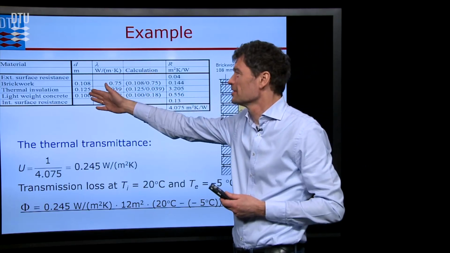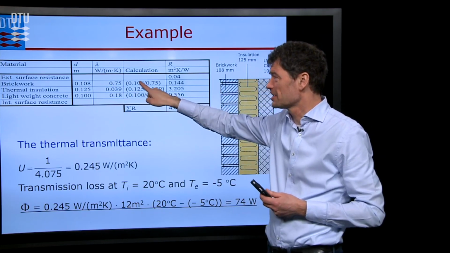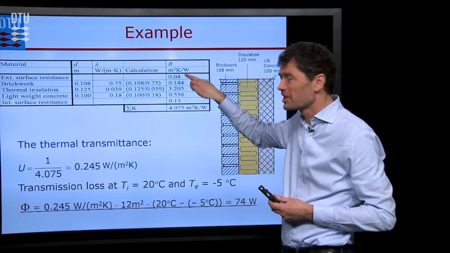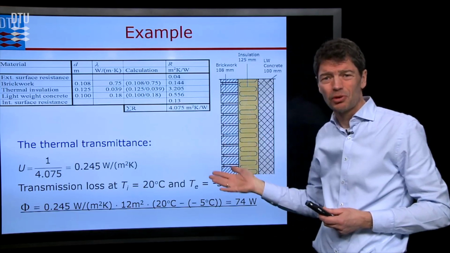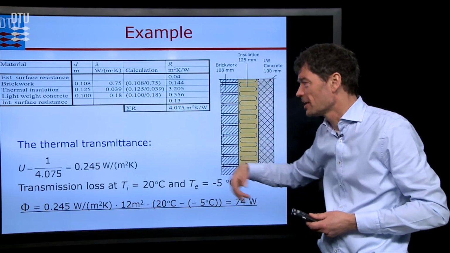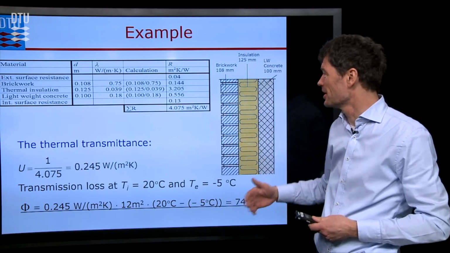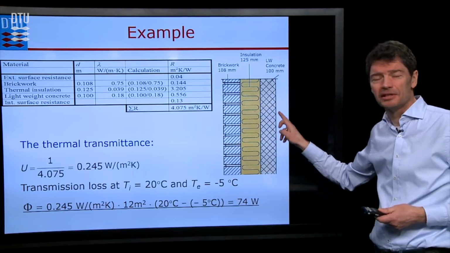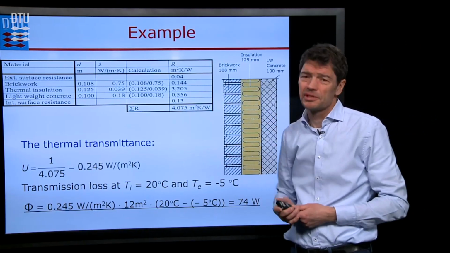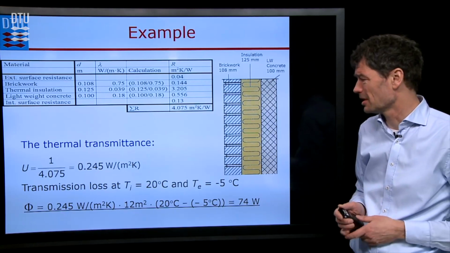Otherwise, we plot the thickness and thermal conductivity of the normal building material layers, and calculate their thermal resistances by taking thickness divided by lambda. At the bottom, we can add everything up to find the total thermal resistance for the whole construction. 1 over that value gives us the U value, the thermal transmittance for our construction. In our example, with a brick, insulation and cellular concrete or lightweight concrete wall, the U value is 0.245. Watt per square meter Kelvin will always be the unit in this case.